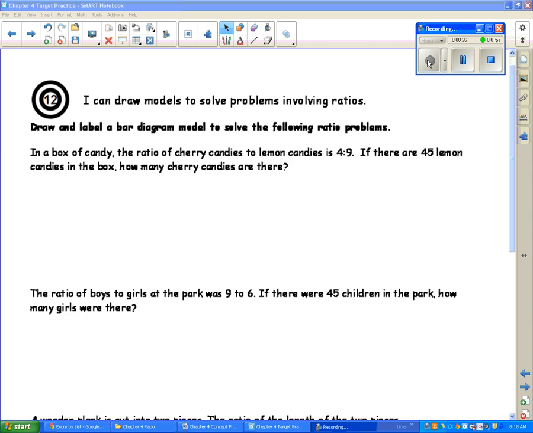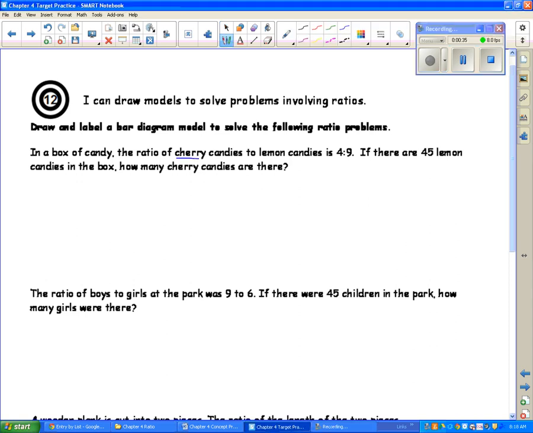So the first problem, in a box of candy, the ratio of cherry candies to lemon candies is 4:9. So first I want to make sure I understand what I'm finding the ratio for. So cherry candies to lemon candies is 4:9. So I'm going to start by drawing a bar diagram to help me with this. This means for every 4 cherry candies, there's 9 lemon candies, or I can think of it as 4 units of cherry candies for 9 units of lemon candies.